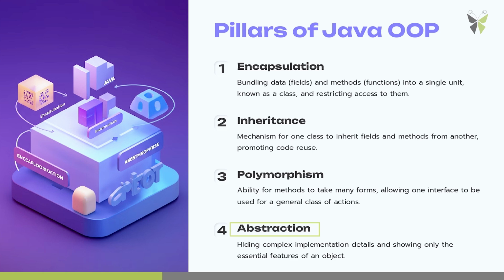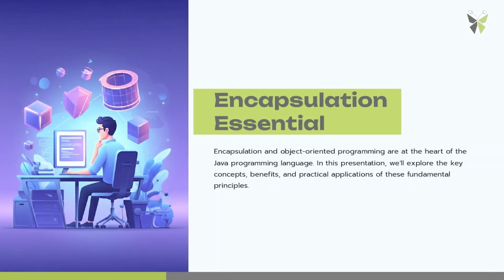And lastly, we have abstraction. Abstraction is used to hide your complicated functionality from the end user. So let's explore one by one all these pillars of Java OOPS. The first one we have is encapsulation.